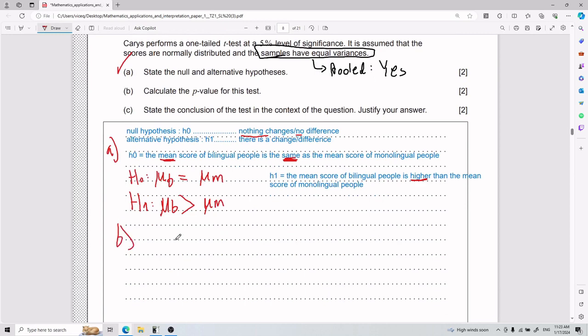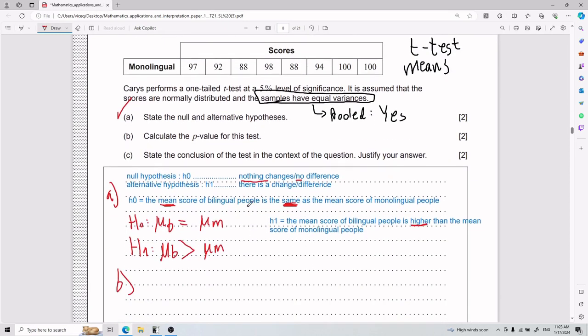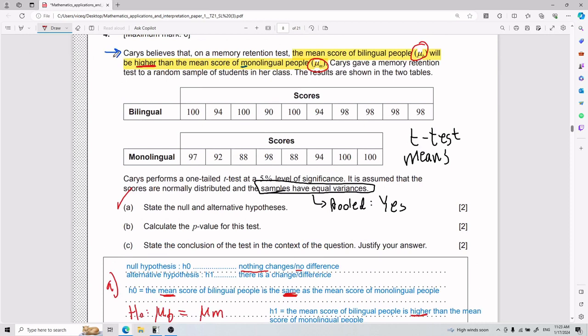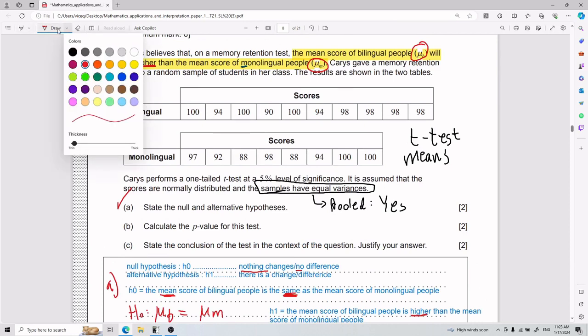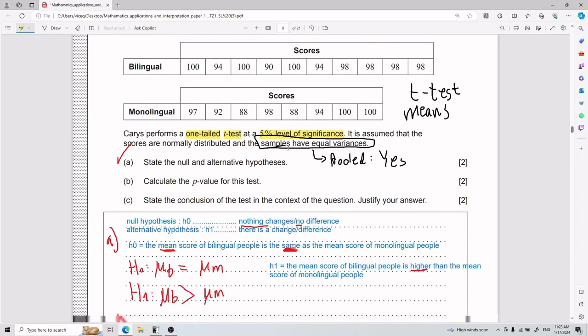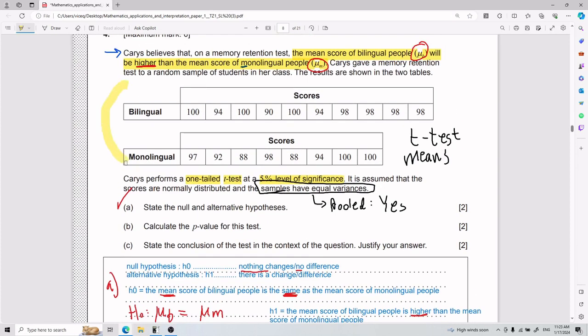For part B, we need to calculate the p-value for this test. Now, there are a lot of different tests we can do, but this exercise is pointing us towards one. They literally tell us in the exercise that we're making a t-test. One-tailed t-test, 5% level of significance. That's all we need, see? Well, and these tables here.